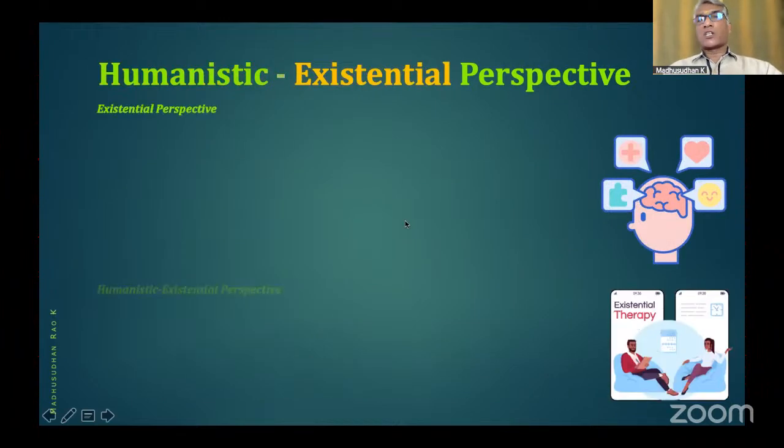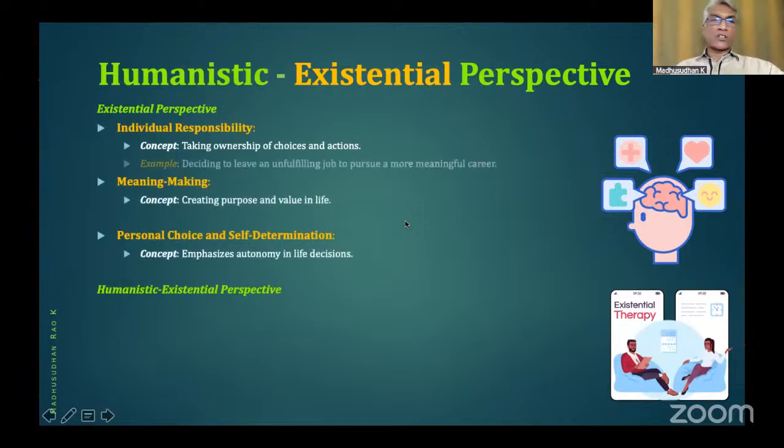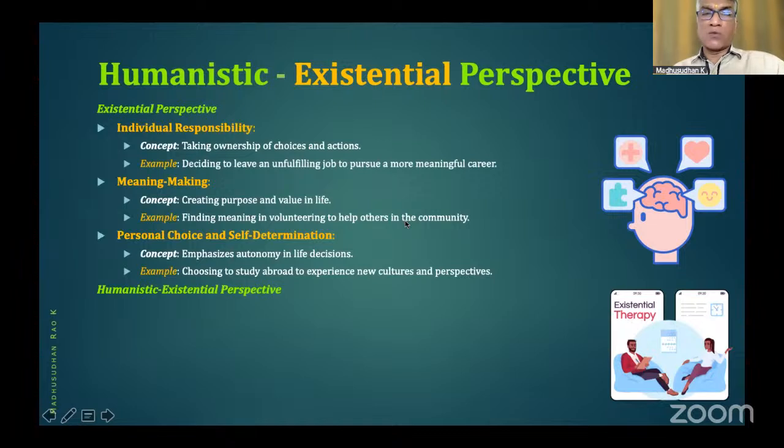Now, the existential perspective says individuals' responsibility, taking ownership for the choices and actions, deciding to leave a fulfilling job to pursue a more meaningful career. Then meaning-making means creating purpose and value in life, finding meaning in volunteering to help others in the community. Similarly, personal choice and self-determination, emphasizing autonomy in life decisions. You make your own decisions. That's what it says. Choosing to study abroad to experience new cultures and perspectives is also one of that.